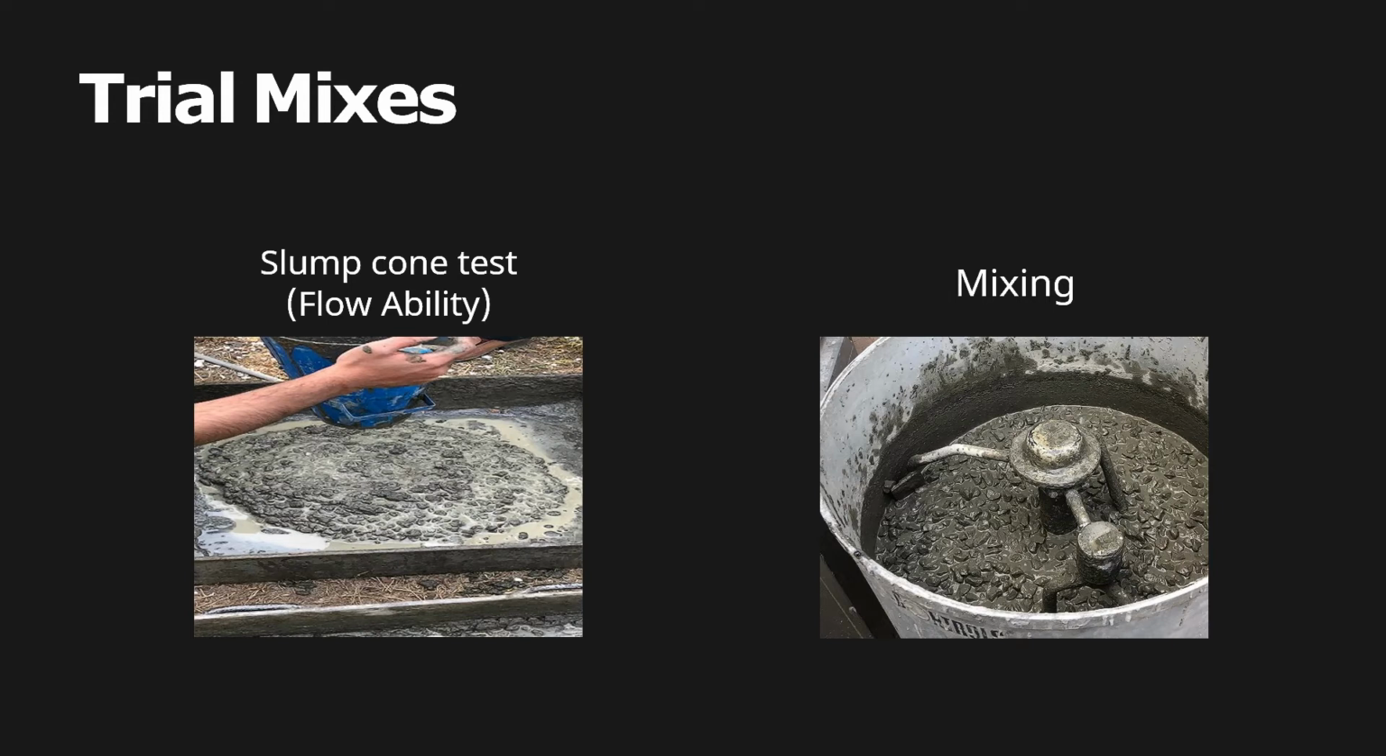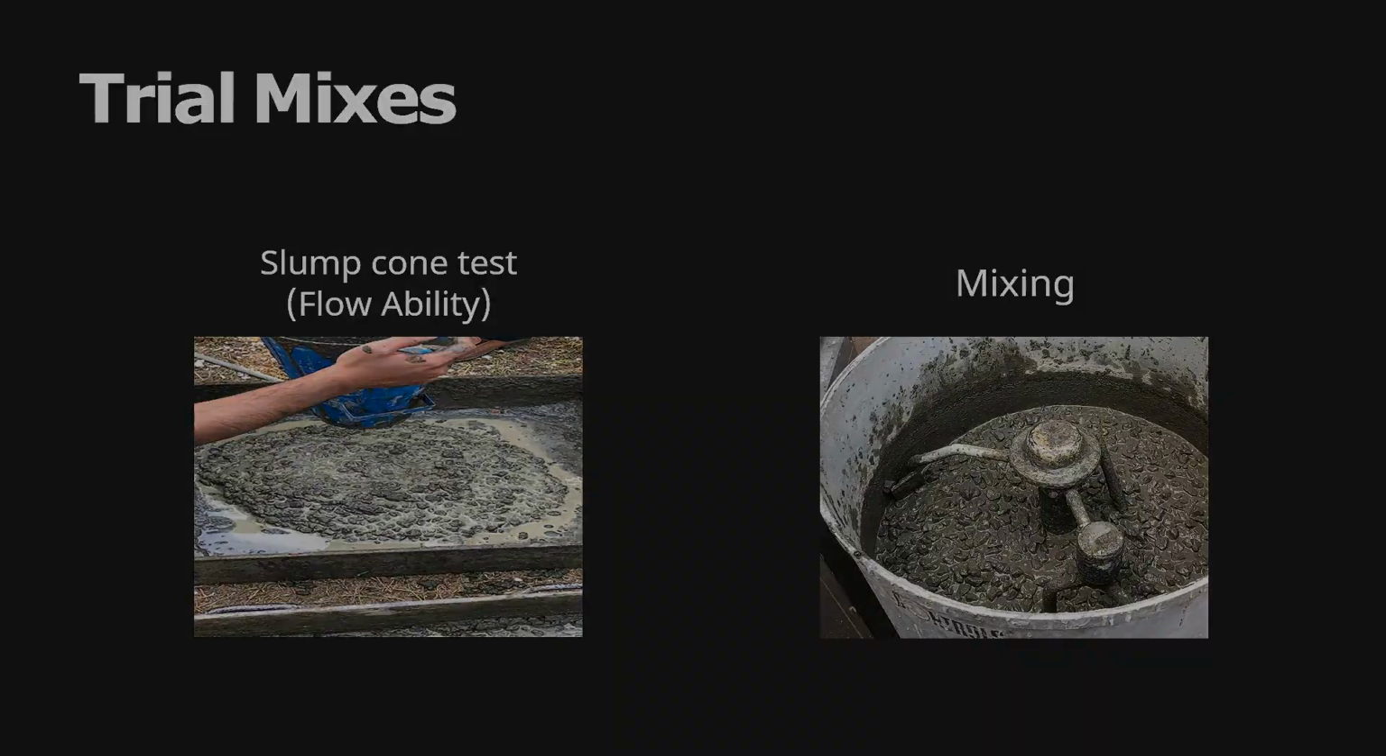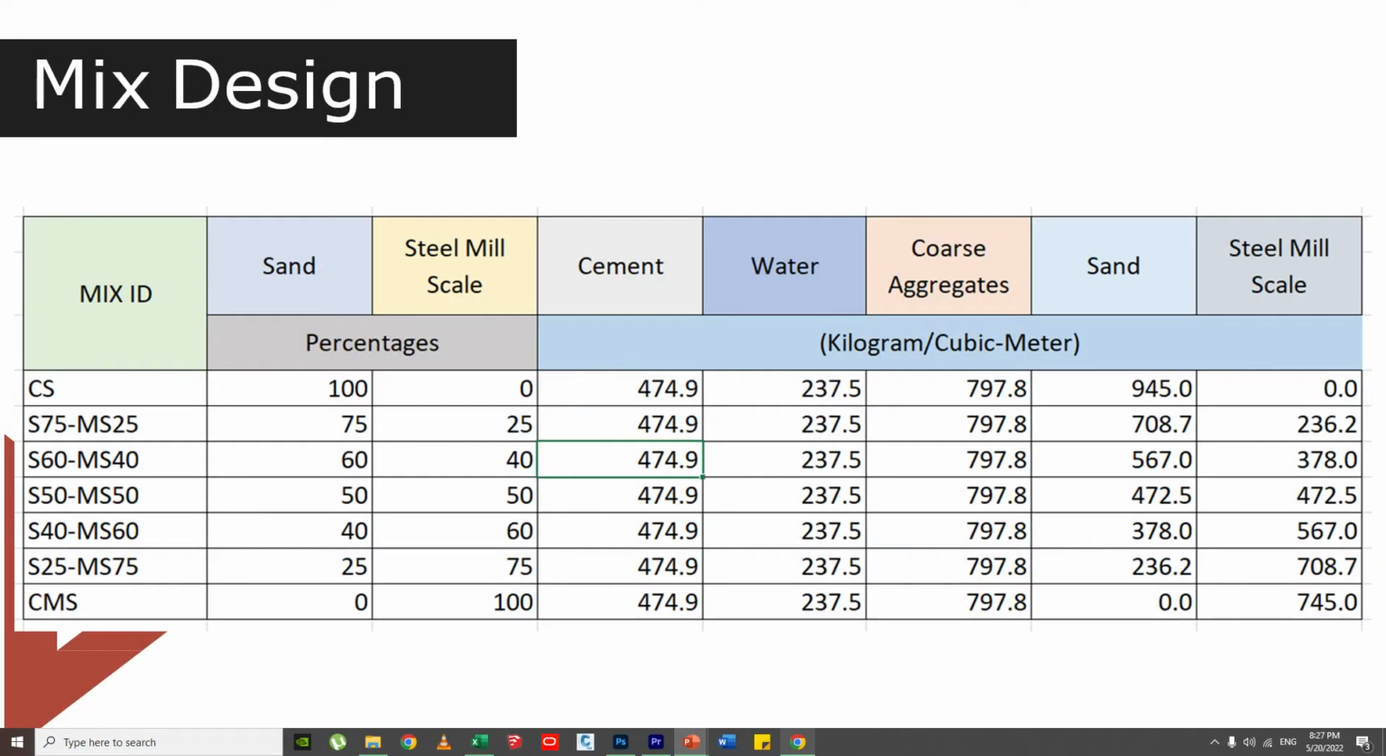After getting the desired mix ratio, the mix design was generated using software. Here you can see the mix design. We prepared samples for these 7 mixes. Control mix had 100% sand used as fine aggregate. In the second mix, 25% of sand was replaced with steel mill scale. In the third mix, its percentage was increased to 40%.